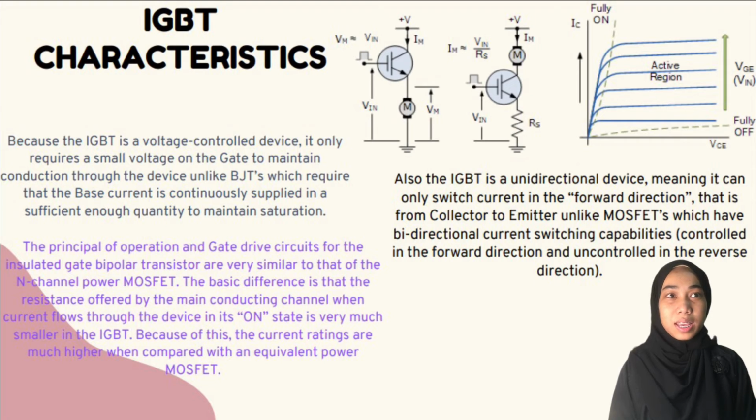Also, the IGBT is a unidirectional device, meaning it can only switch current in the forward direction, that is from collector to emitter, unlike MOSFET which has bidirectional current switching capabilities, which is controlled in the forward direction and uncontrolled in the reverse direction.